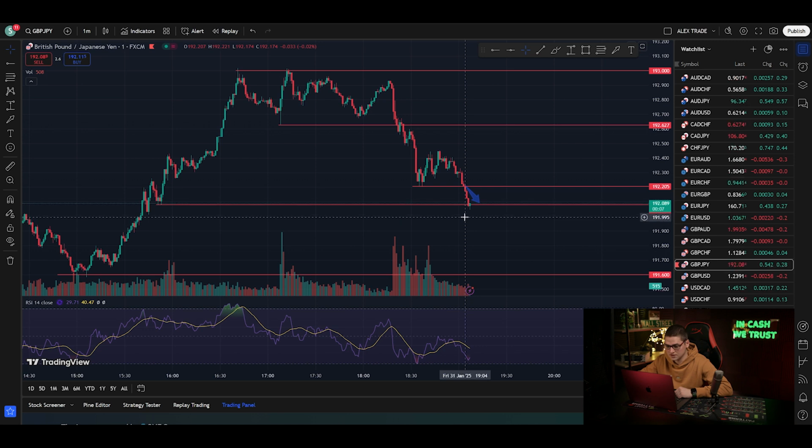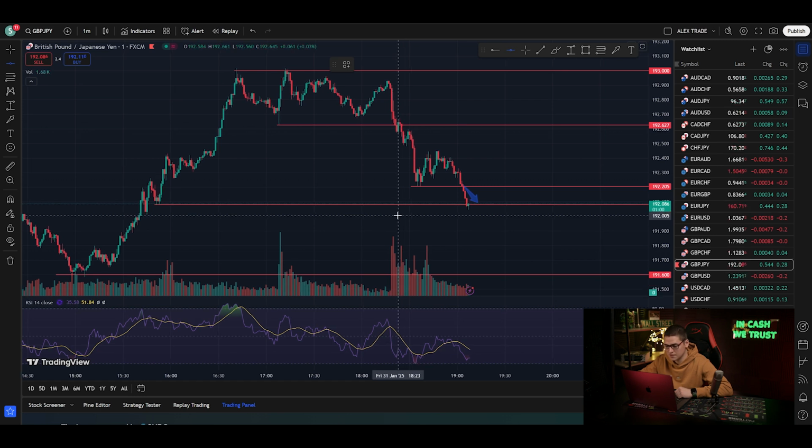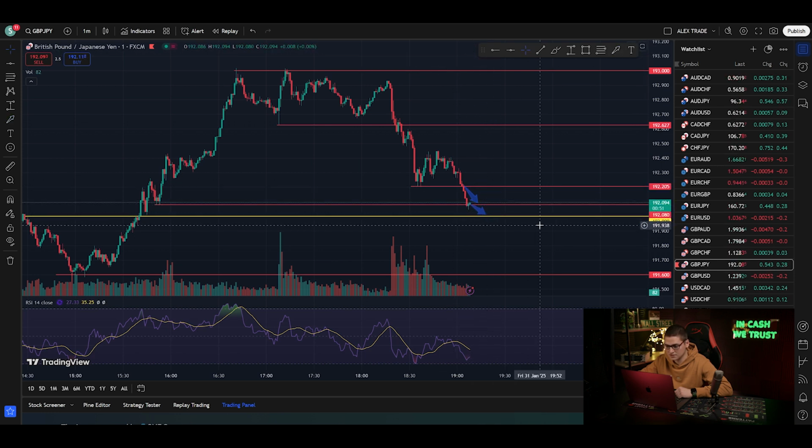Moreover, the RCI indicator is already in the oversold zone. And that means the market could reverse at any moment. As we know, a round number is always a cluster of orders, and it's unclear how the market will behave. So, we will set aside this currency pair and trade another one.